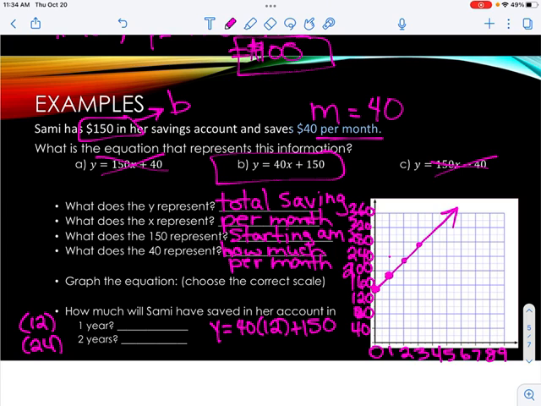And then we're also going to do basically the same thing again and go y equals 40 times 24 plus 150. And at that point, you literally just take your calculator, 40 times 12, and then add to it 150. And that should get us $630. And then at 2 years, you're just going to go and multiply that by 2, which would be $1,260. And that's how we do word problems using linear equations.